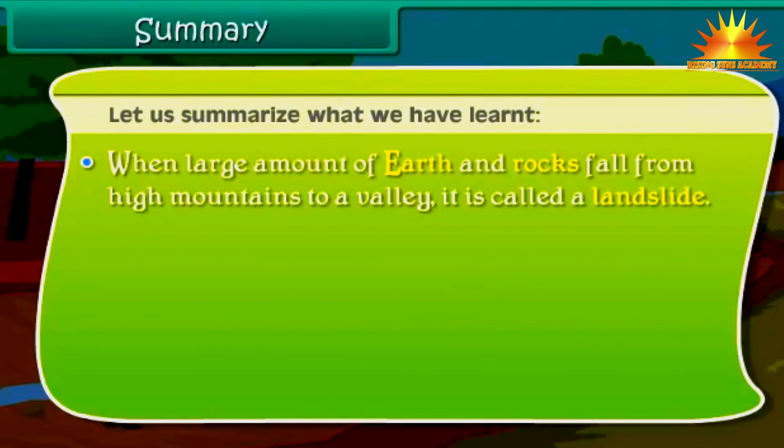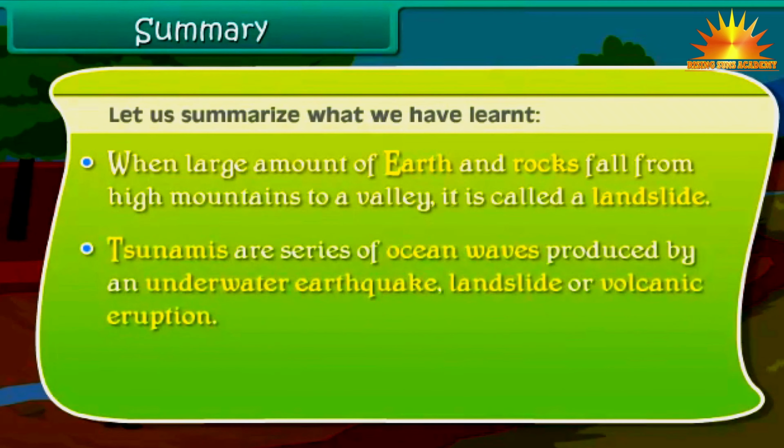When a large amount of earth and rocks fall from high mountains to a valley, it is called a landslide. Tsunamis are a series of ocean waves produced by an underwater earthquake, landslide or volcanic eruption.